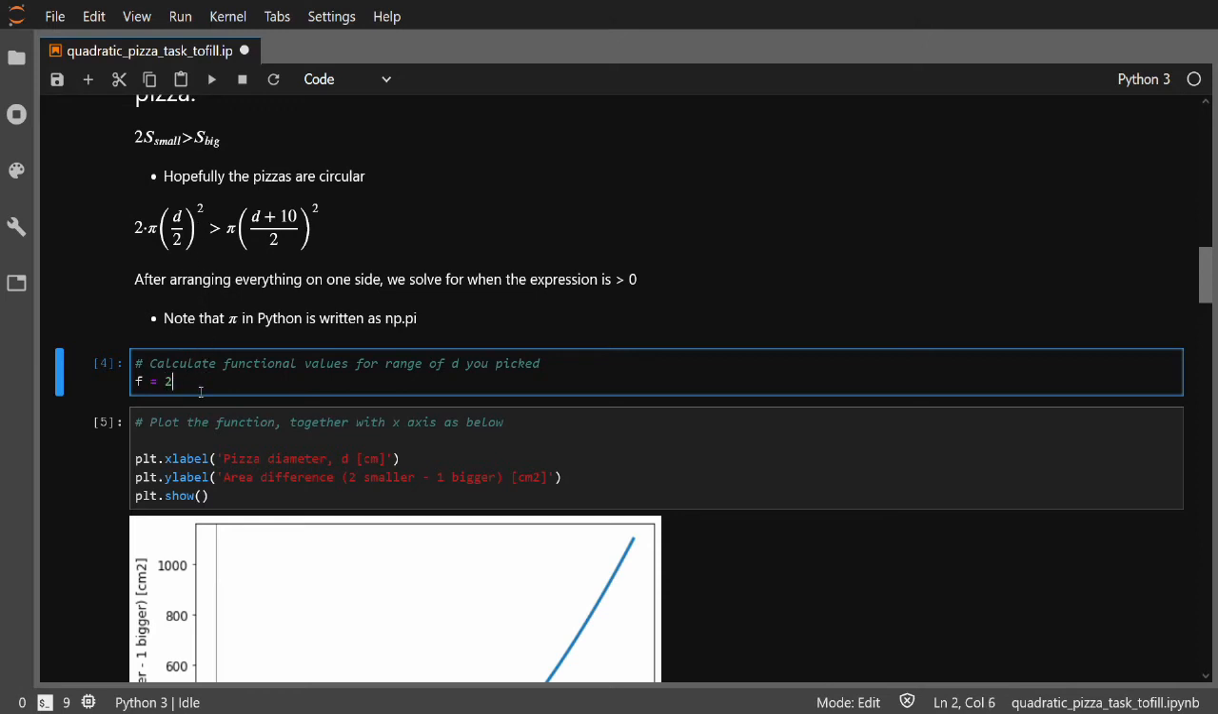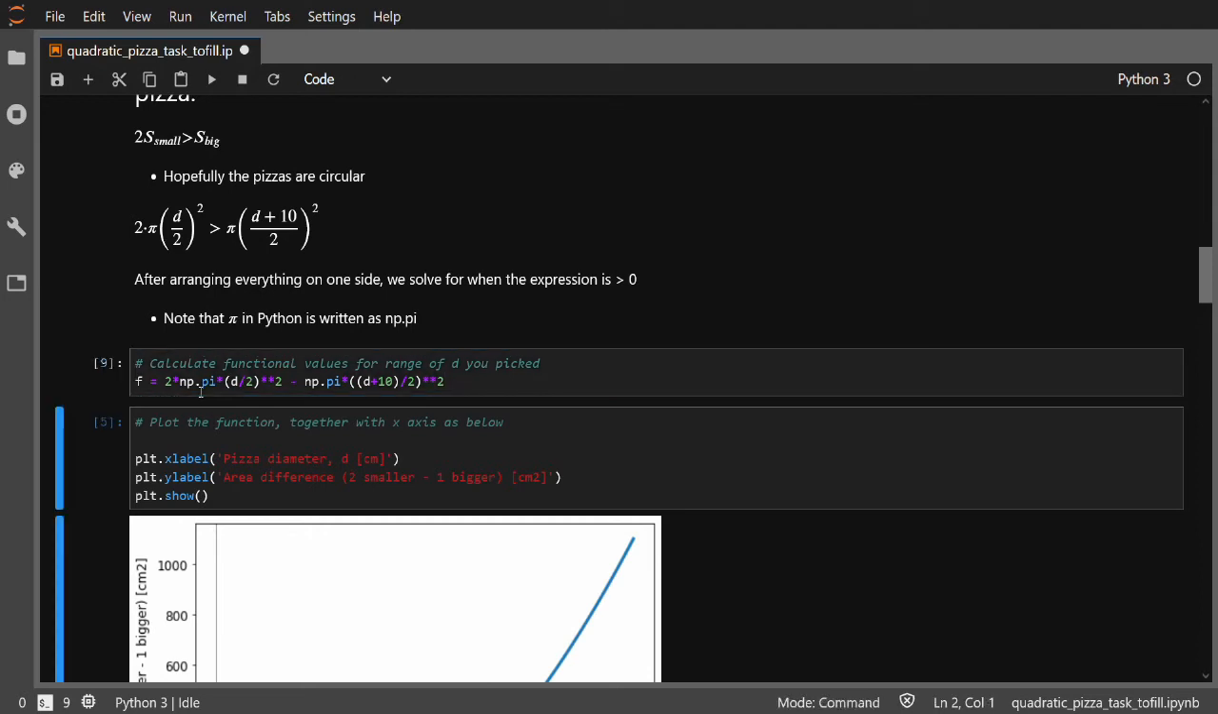So we write 2 times. In Python, pi is written np.pi, and we multiply by d over 2, and all this squared, 2 asterisks. After rearrangement, we have a change of sign, and now we have just one pizza, so just np.pi times the same term, but we have now a diameter bigger by 10, so we need to put brackets, d plus 10, and all the diameter is divided by 2, and again squared. We run the cell.